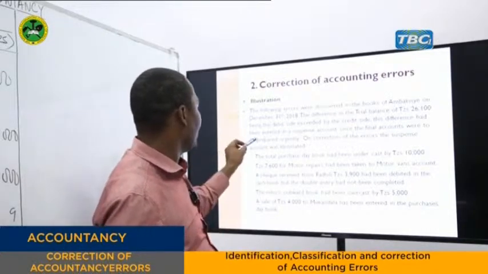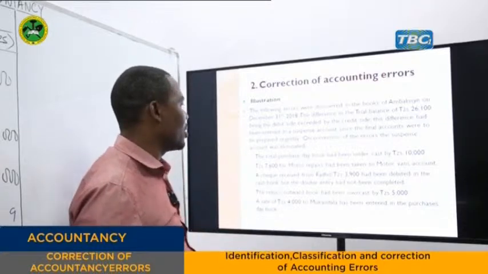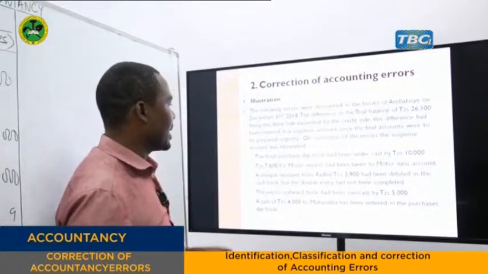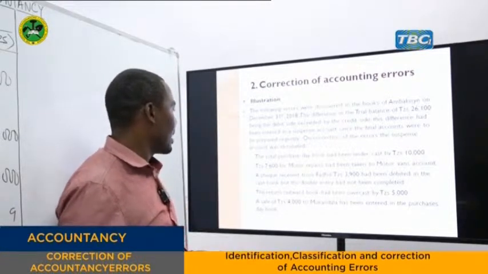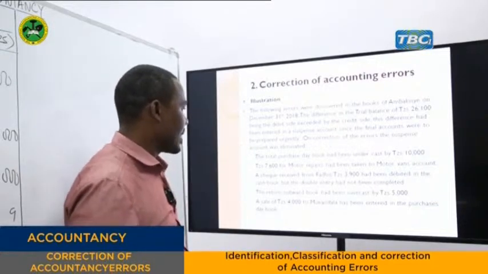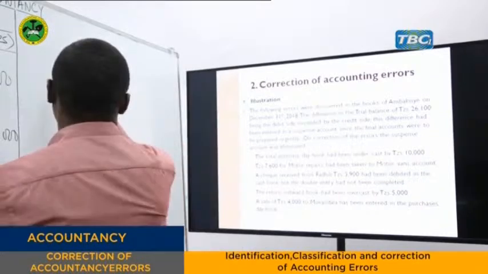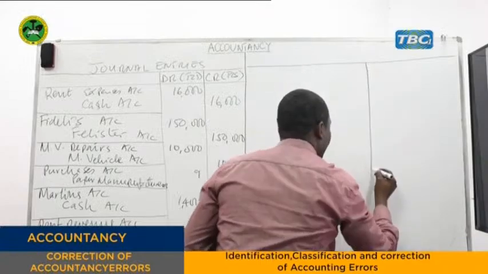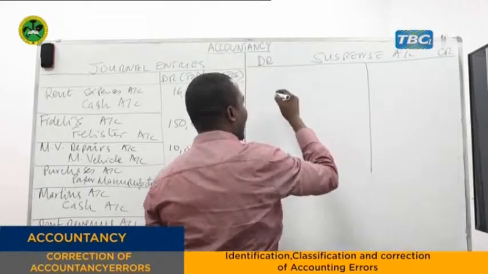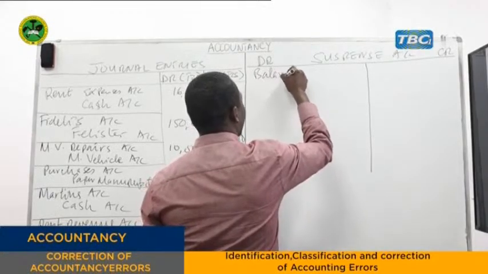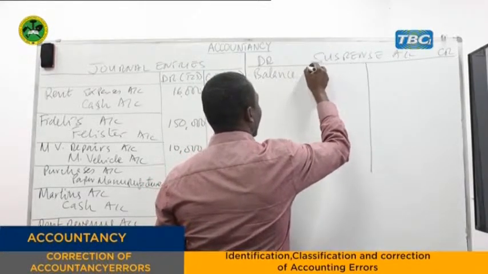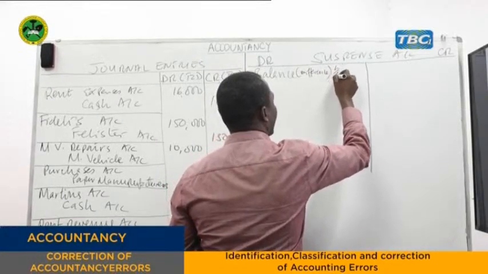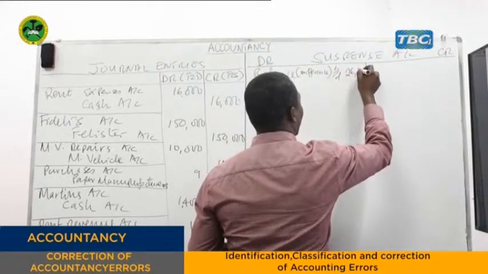So the difference has been entered in a suspense account since the final accounts were to be prepared urgently. On correcting these errors, the suspense account was eliminated. So these are the errors. Let us now open the suspense and post the difference. So you are told that debit side was exceeded, so our balance will be in debit side. Balance BD. It was 26,100.